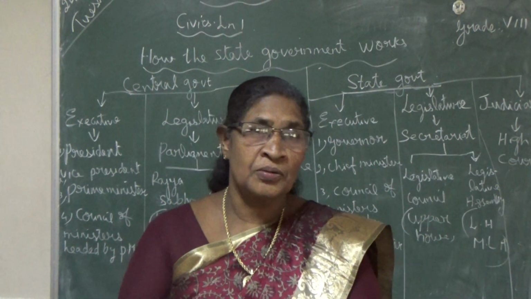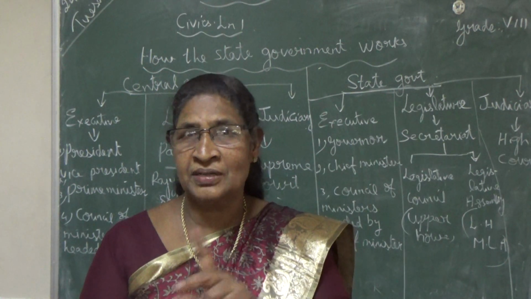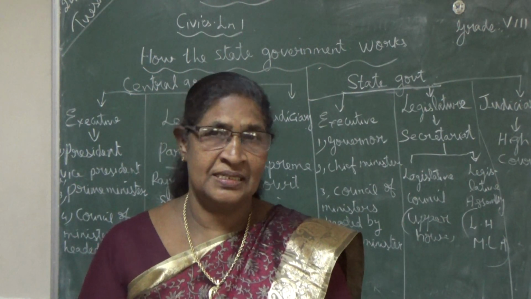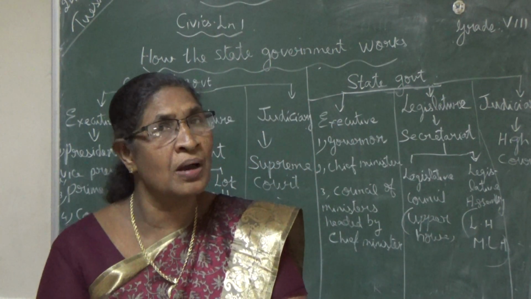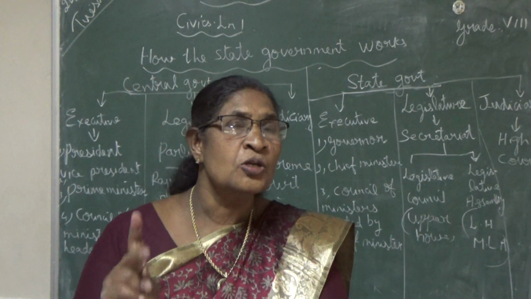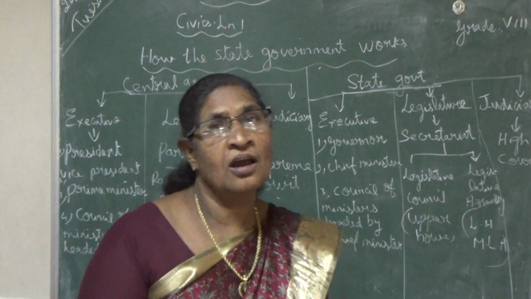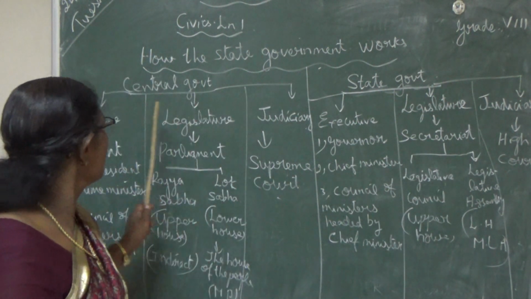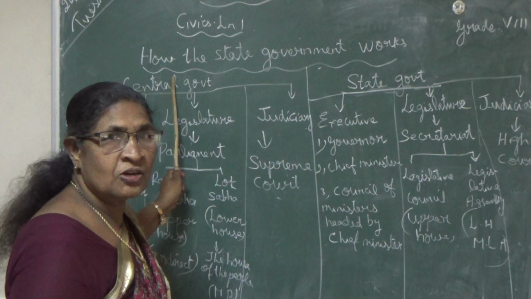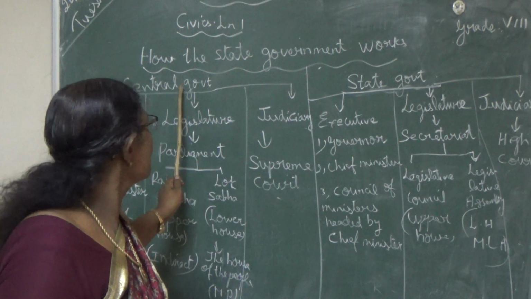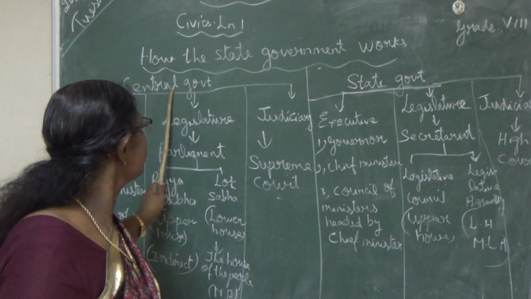Then I told you that at the country level there is one central government, and at the state level, one state government, isn't it? So if we take our country India, we are following the democratic form of government. There are 2 sets of government in our country: the central government and the state government. But the central government is the supreme government of the country.